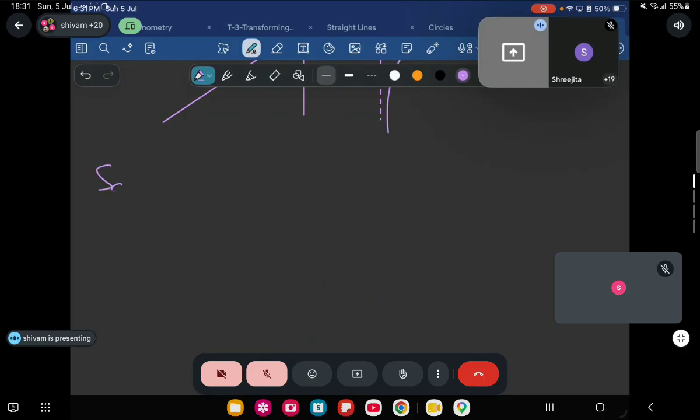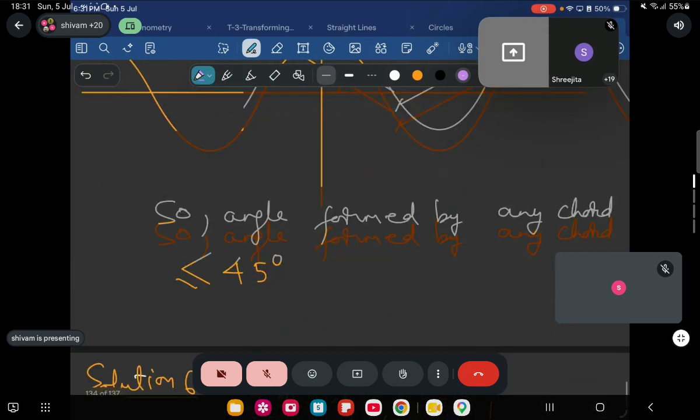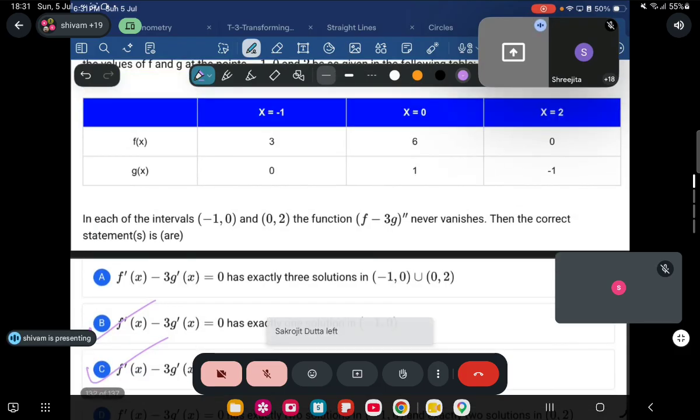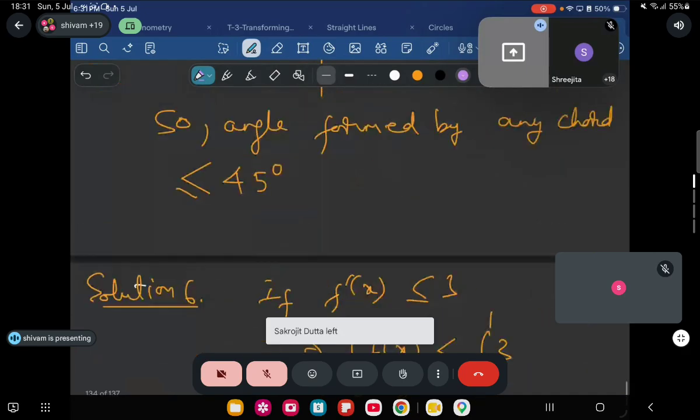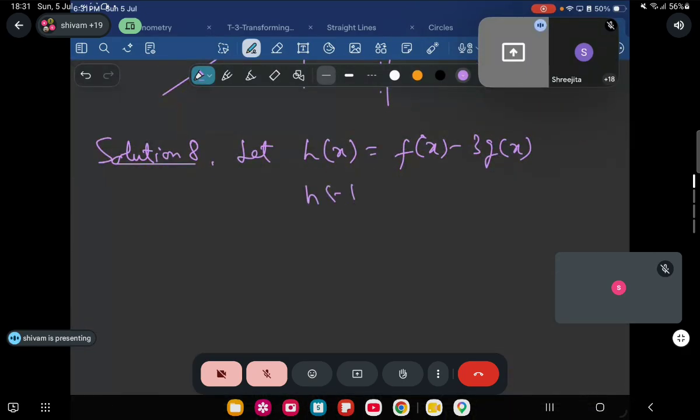So over here, last question. Let h of x be equal to f of x minus 3g of x. Right. So over here, h dash x. First of all, let us check between -1 to 0. What is h of -1? Tell me. H of -1 is f of -1 minus 3g of -1.